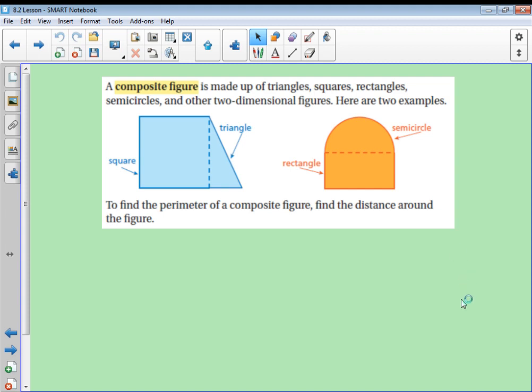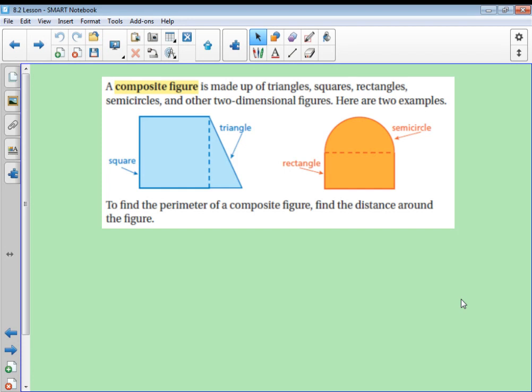Okay, in this part of the section, we're going to be working with composite figures. A composite figure is made up of triangles, squares, rectangles, semicircles, or other two-dimensional figures. Here are some examples. So it's where we're taking information that we already know. The first one, we have a square and a triangle. The second one is a rectangle and a semicircle. And then we're going to go through and actually find perimeters on these.